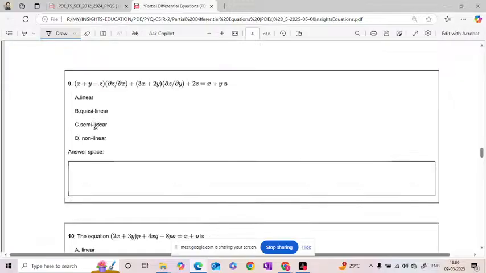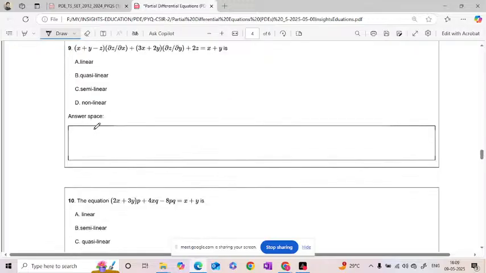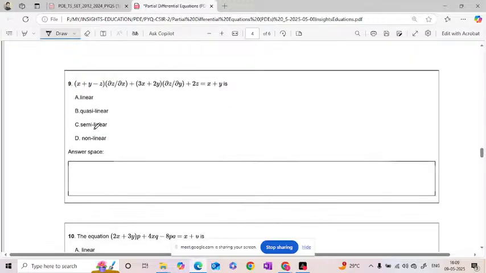Now, the corresponding differential equation is linear, semi-linear, quasi-linear or non-linear? Quasi-linear, because here on the left hand side there is a z term. That's why it is quasi-linear.